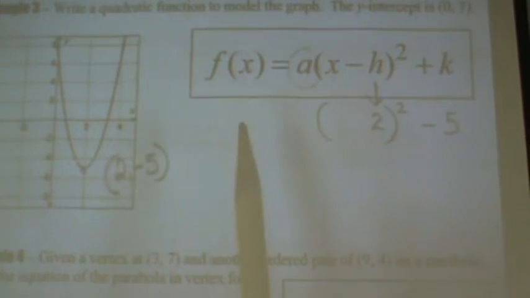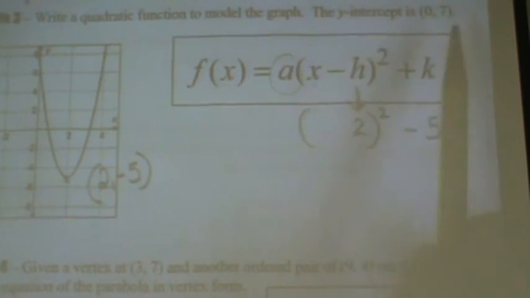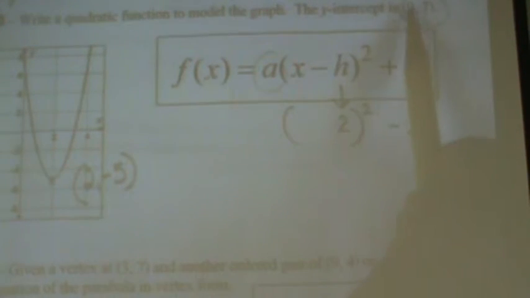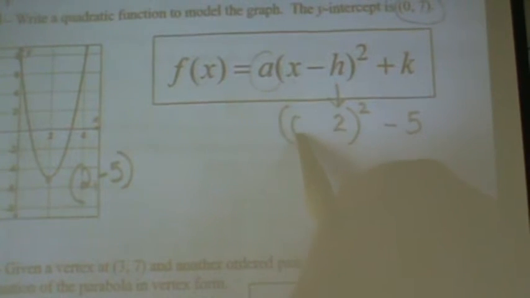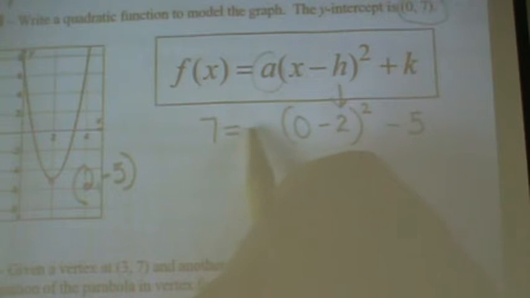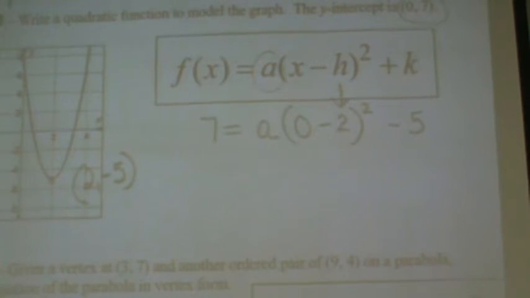So we know how to solve equations when we have one variable. So they gave you an ordered pair, 0, 7. You can plug this ordered pair, x and y. X is 0, and y is 7. And what variable are we going to look for now? A. Because once we get A and we know the vertex, we have our equation. So you learned in middle school order of operations.